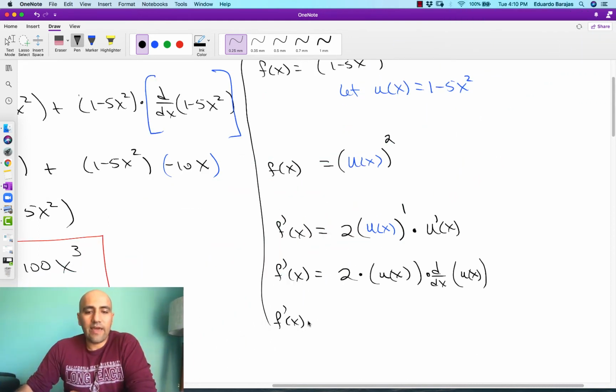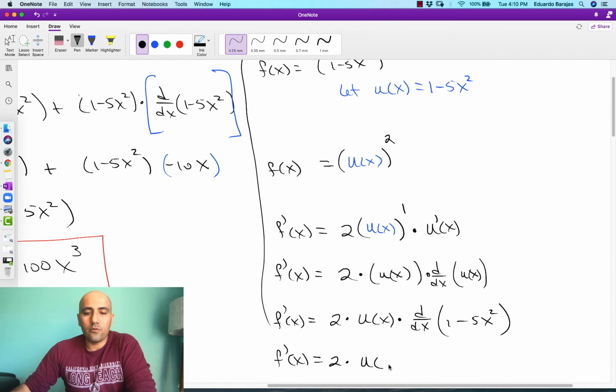So f prime of x is going to be equal to 2 times u of x times the derivative with respect to x of 1 minus 5x squared. And the derivative of 1 minus 5x squared, that's going to be f prime of x is equal to 2 times u of x times, and the derivative of this is going to be equal to negative 10x, just like before. That's the derivative of this. And the u of x, well, we said the u of x was 1 minus 5x squared.